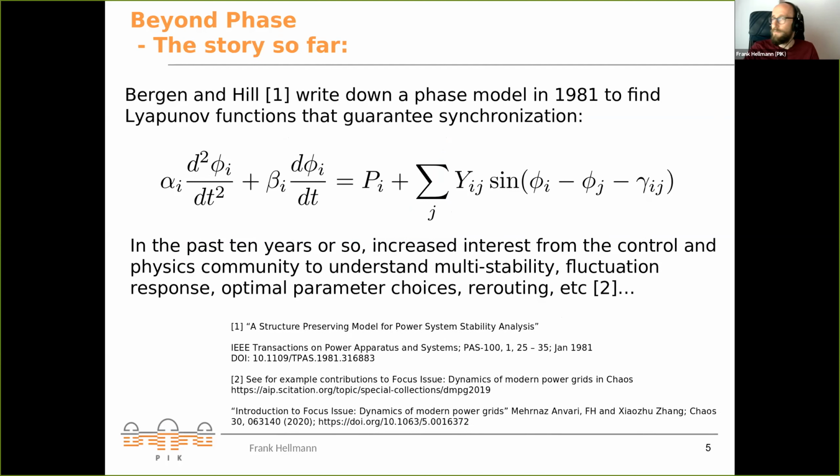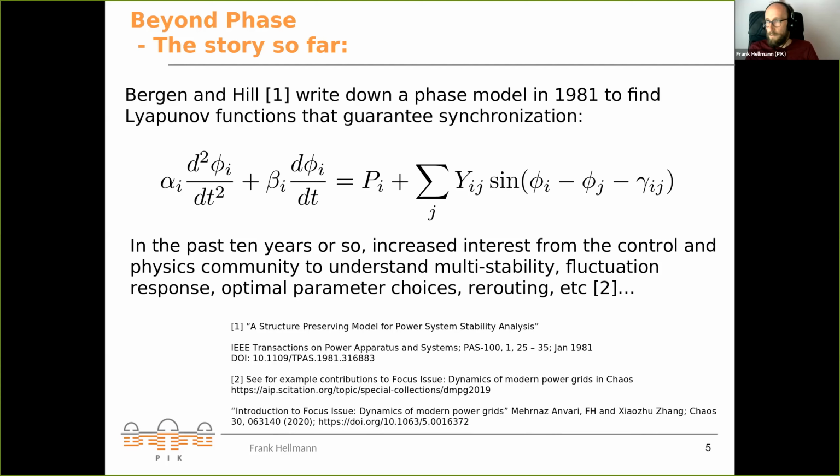In 1981 already, Bergen and Hill wrote down a phase model of power grids, which covered not just the generators, because they also introduced a phase model for loads. Their goal was to find a formulation to write down Lyapunov functions that guarantee global synchronization, or to understand in what regime we have global synchronization. And we already saw this equation in the last talk, so I don't need to go much into it.